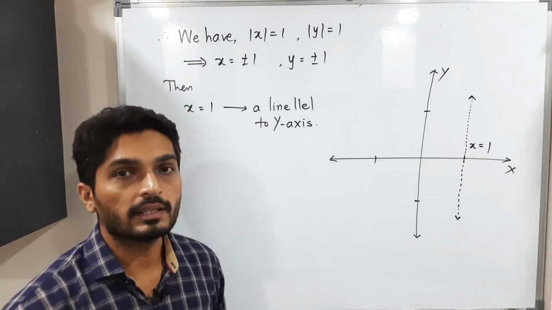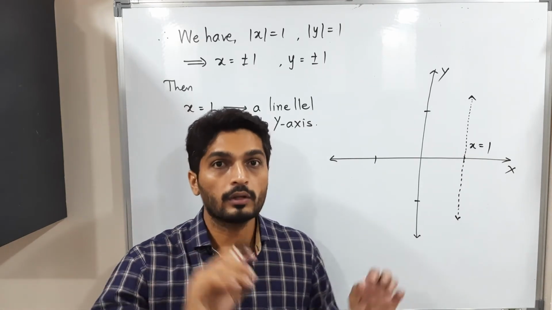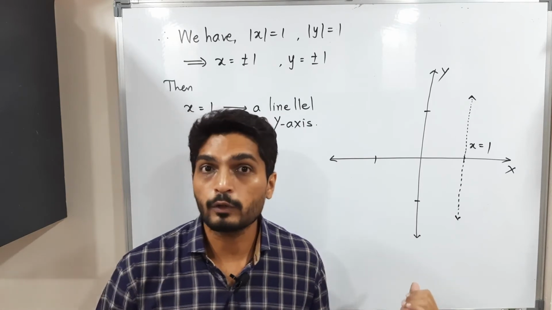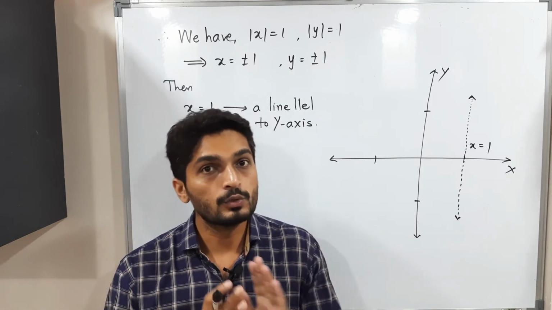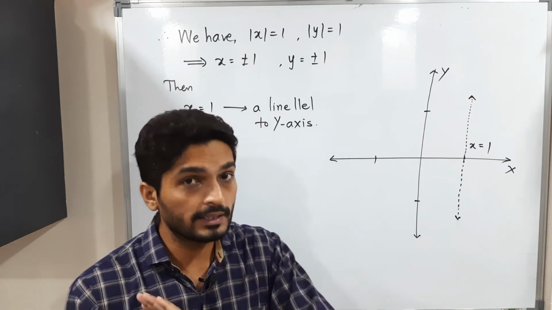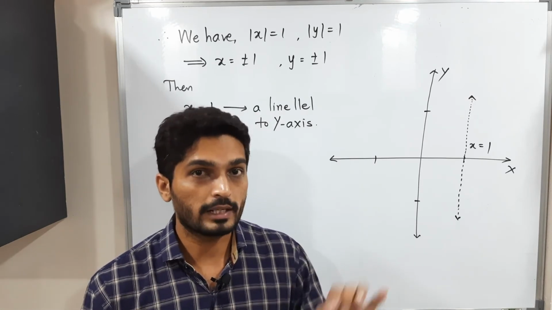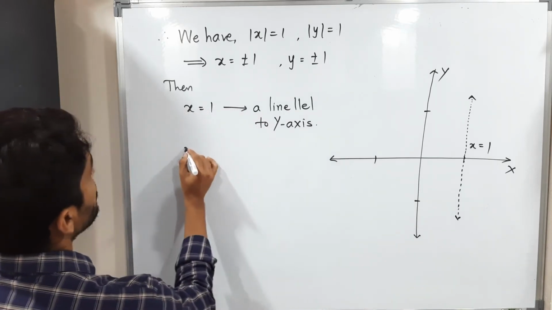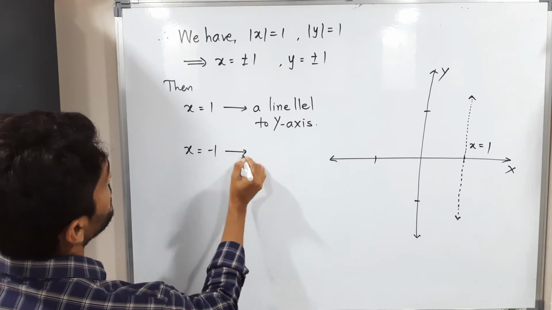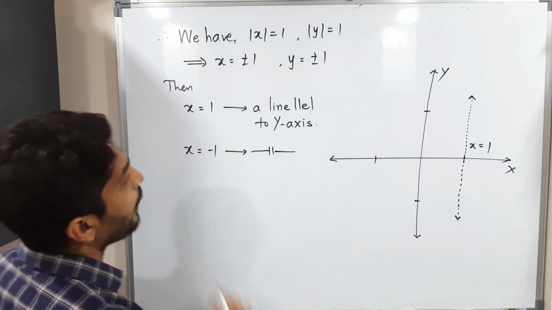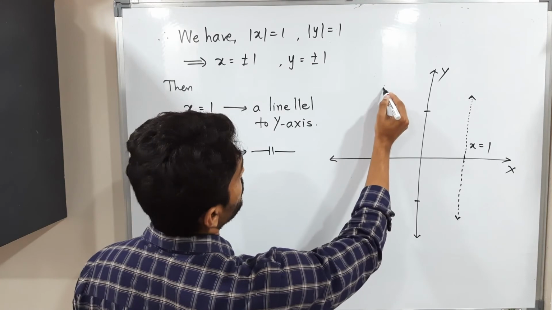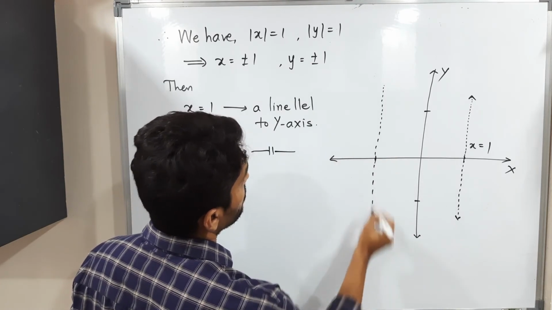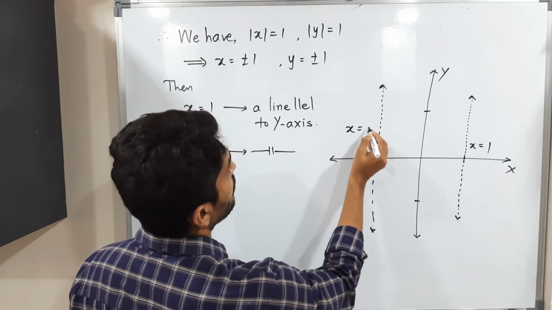So maybe you will think why I have drawn a dotted line. Because equality we have assumed, actually we had got strictly less than, you remember? So equality we have assumed, so actually there is no equality, so that's why I have drawn a dotted line. Now x is equal to minus 1 is also a line parallel to the y-axis, but it passes through x is equal to minus 1. That means we can draw this line. So this is our x is equal to minus 1.